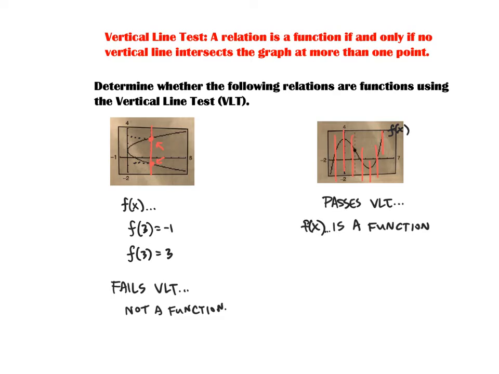That is obviously very useful regardless of the situation. So if you're asked to determine whether or not a relation is a function based on its graph, the vertical line test should be your first step. Okay, let's keep moving.